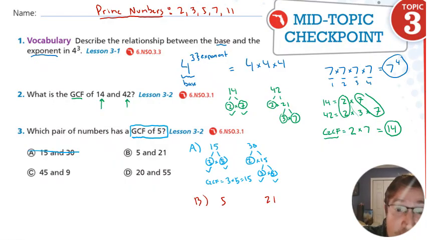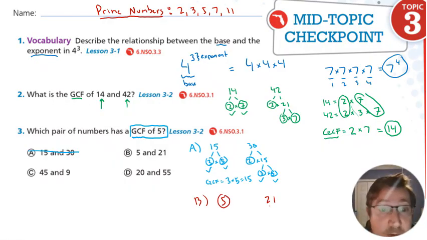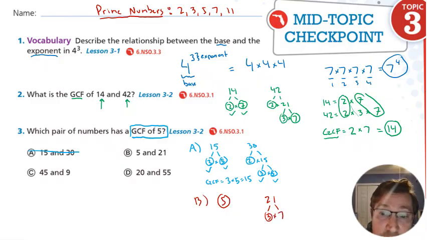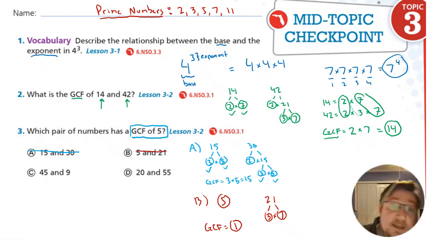So right away, we start with a 5. That's prime. Circle it. And 21, we already know that's 3 times 7, which are both prime. So they don't have anything in common. This only has 5, and this has 3 and 7. So when they have nothing in common, their greatest common factor is going to be 1. So B is out of the question because it's not 5.